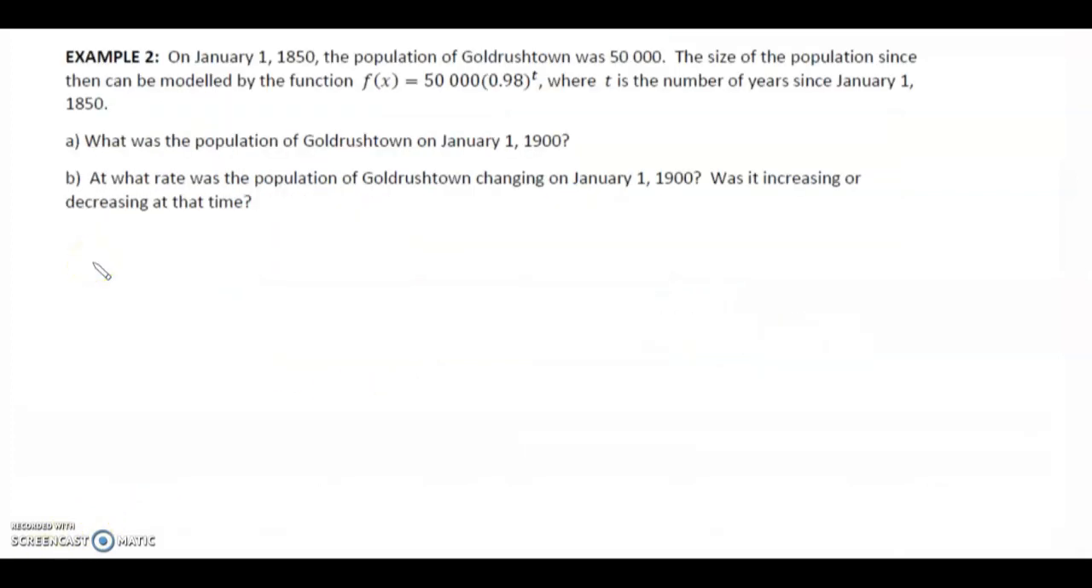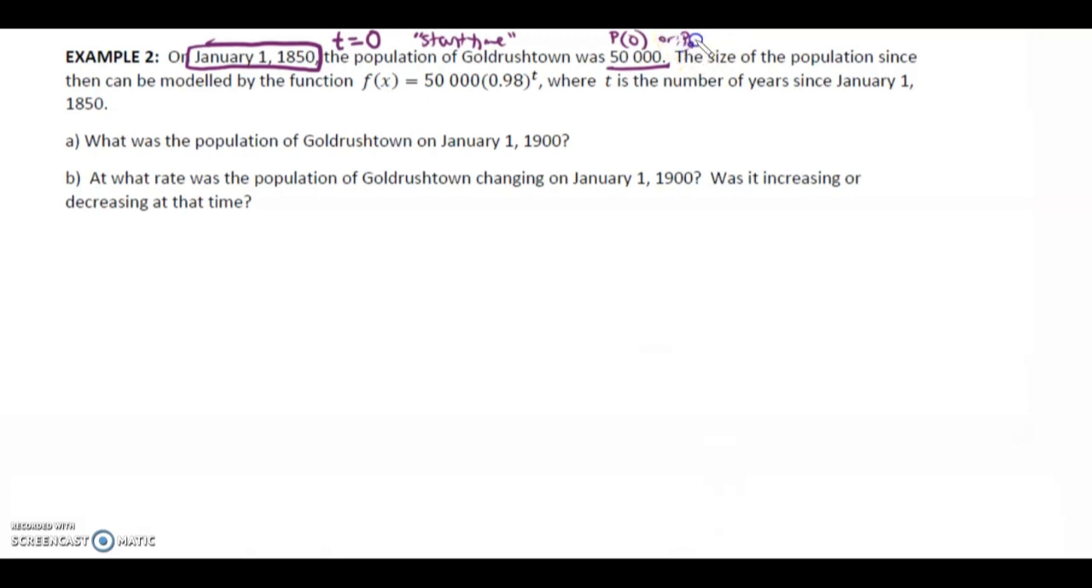Example 2. On January 1st, 1850, the population of Gold Rush Town was 50,000. So this is a reference point. I haven't read the rest yet, but this is likely going to be t equals 0, the start time. The population is 50,000, so we can call this the population at 0, or P naught, which is population with subscript 0, because it's the population at time 0.